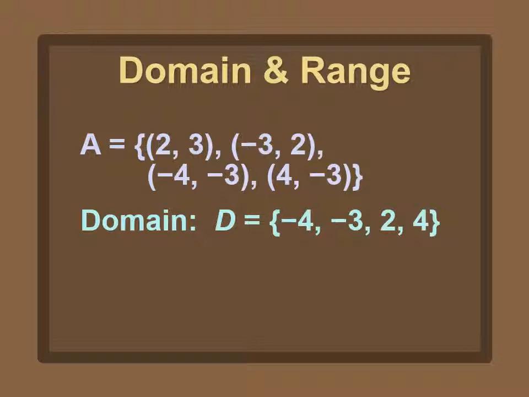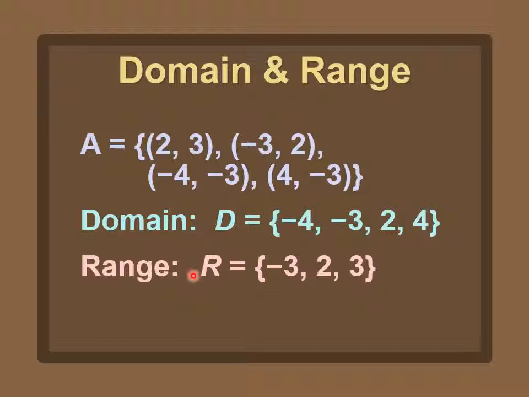We're going to do a very similar thing with range. Range, we're going to call set R. R for range equals... Okay, range is also a set, so we're going to use our braces. Okay, so we're looking at y values. I have a 3, I have a 2, I have a negative 3 and a negative 3. So the smallest number is negative 3. It actually happens twice, right? Negative 3 and negative 3. But when I write it in my set for my range, I'm only going to write it once, just negative 3 once. And then I'm going to write my next number. My next y is 2, and then my next biggest y is 3. So that's my range.